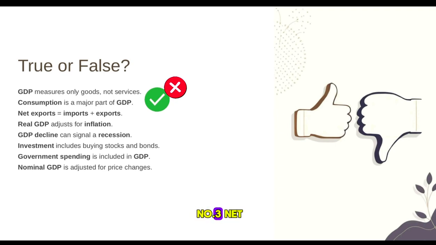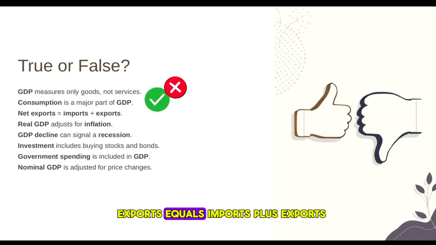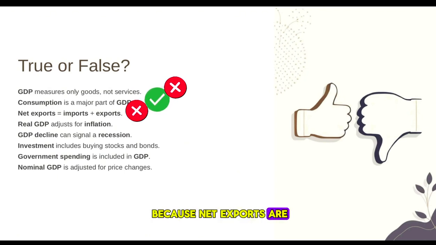Number 3, net exports equals imports plus exports. This statement is false because net exports are calculated as exports minus imports, not plus. And fourth one, real GDP adjusts for inflation. It's true. Real GDP gives a more accurate picture of economic growth because it considers price changes.